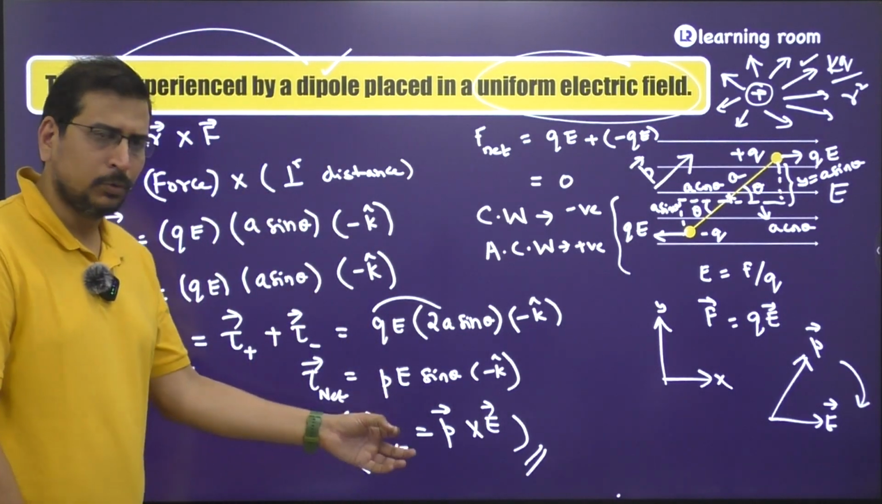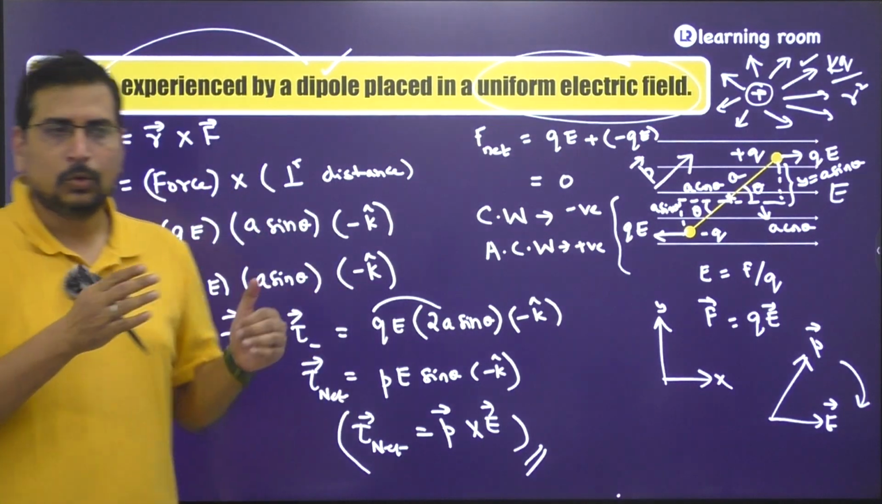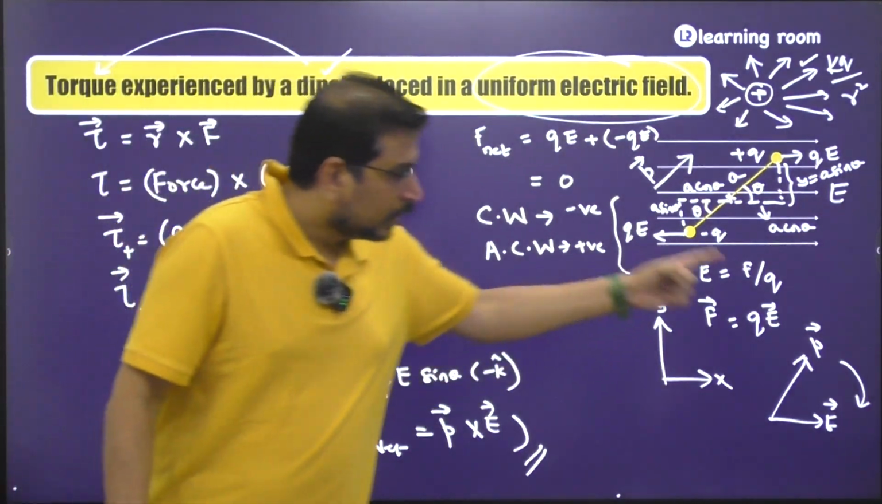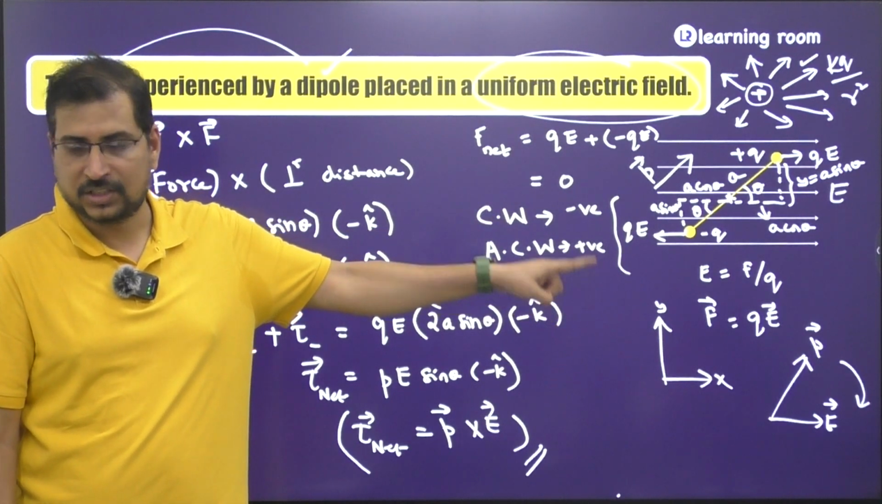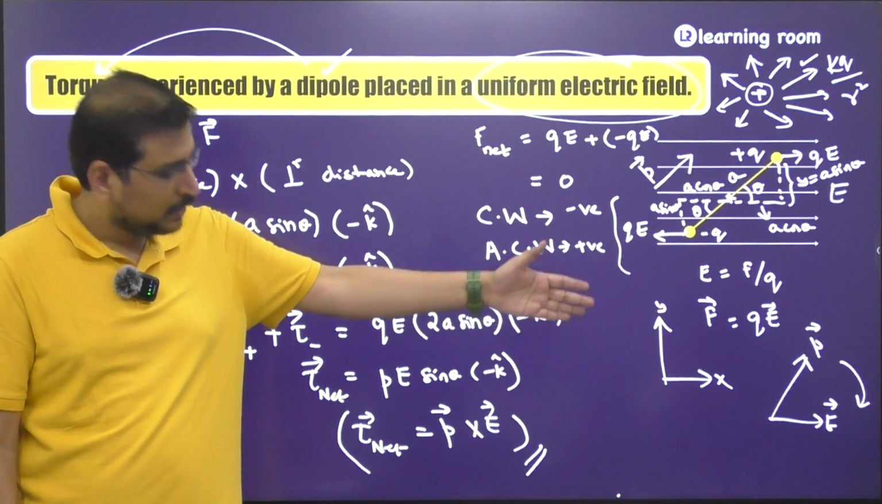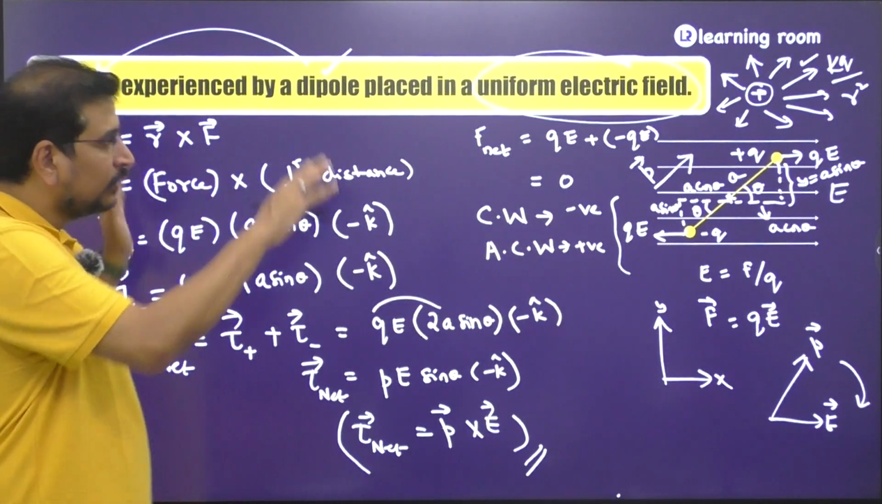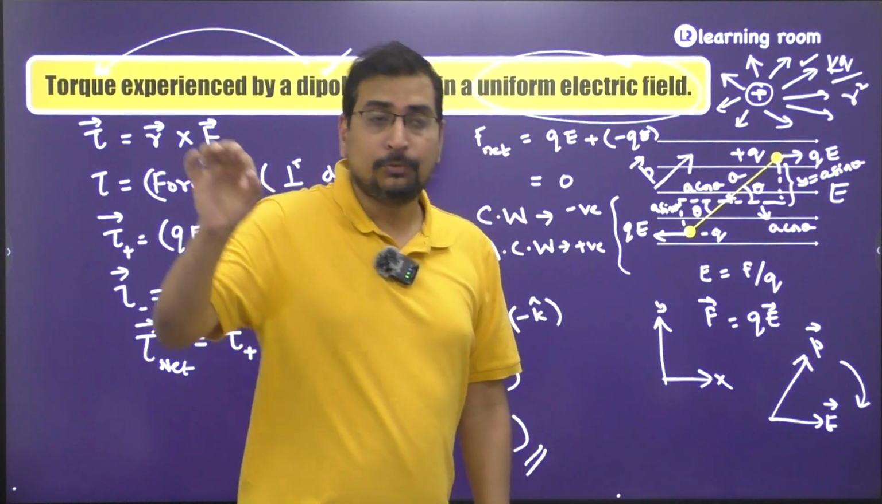See, this is a very simple point. In your textbook, they would have told you to accept it. But I wanted you to visualize why this is happening, because you need to understand the basics of cross product. You will see this concept in your math also, in a chapter called vector algebra. So at that point, you should not learn it again. Okay, it's very simple. Is that clear? So this is all about the torque experienced by a dipole placed in a uniform electric field.